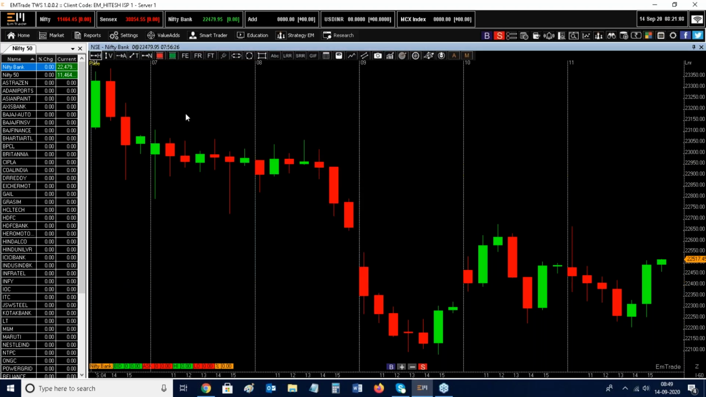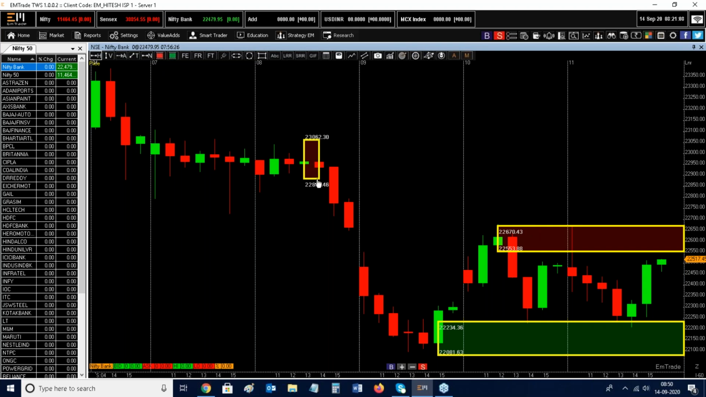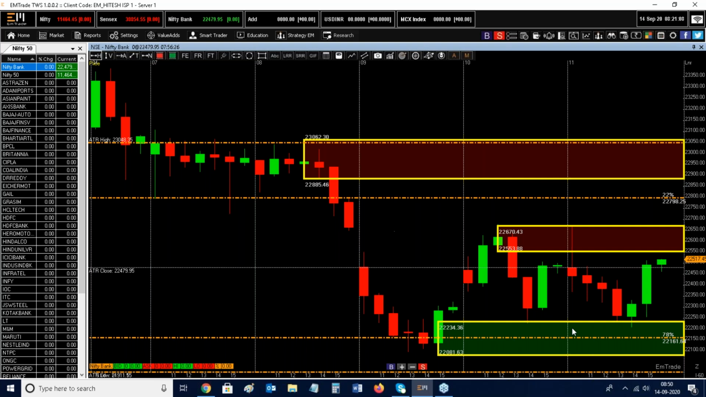Let me remove all and redraw. So this is the support level. This is the first resistance around the 20-day. Then it declined from here. Above this, it declined from here. The nearest one, we take this as a resistance. So now let's go and check the location.